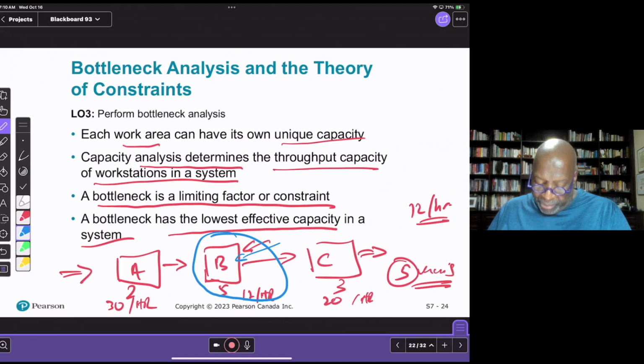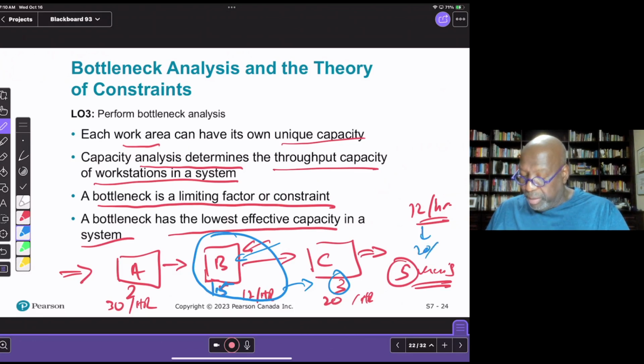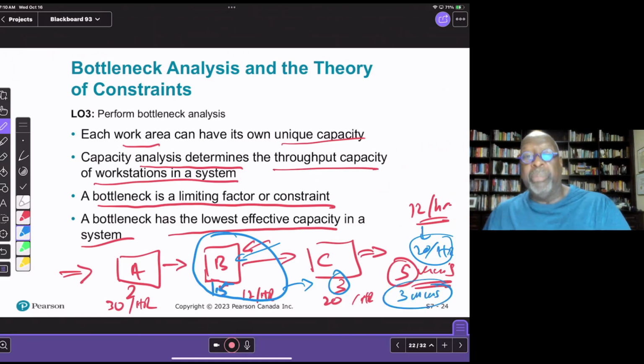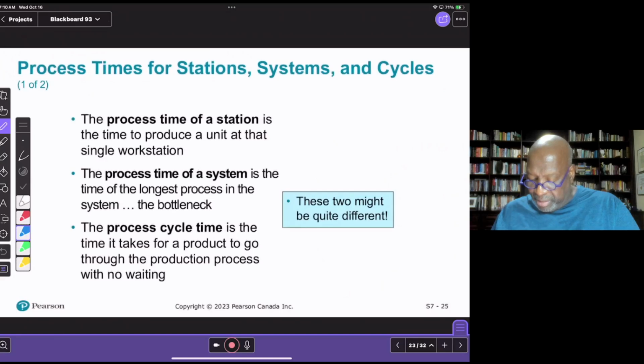But if we brought this down now to 1.5, well, guess where the bottleneck is now? The bottleneck is now over here. It has shifted over to C. And now you have improved from 12 per hour to 20 per hour. So every 3 minutes, you could produce a product from this workstation. That's essentially what bottleneck analysis allows us to do, to understand the capability of our process.